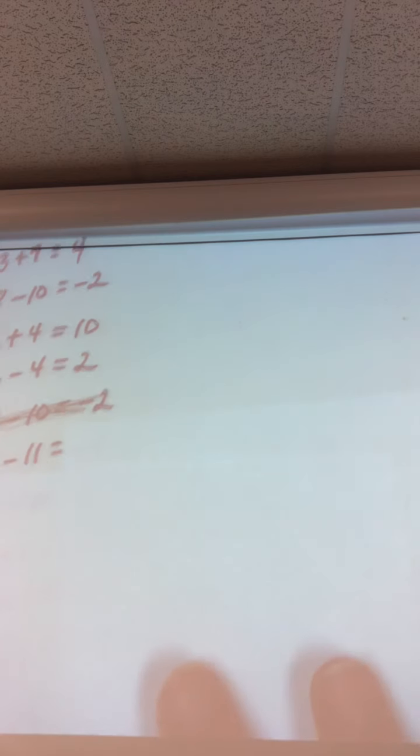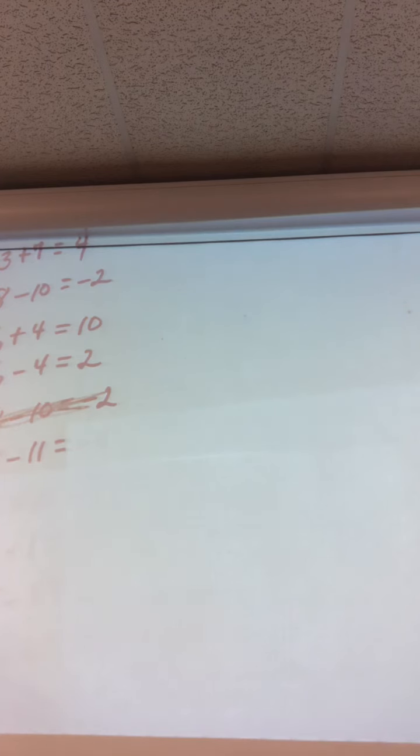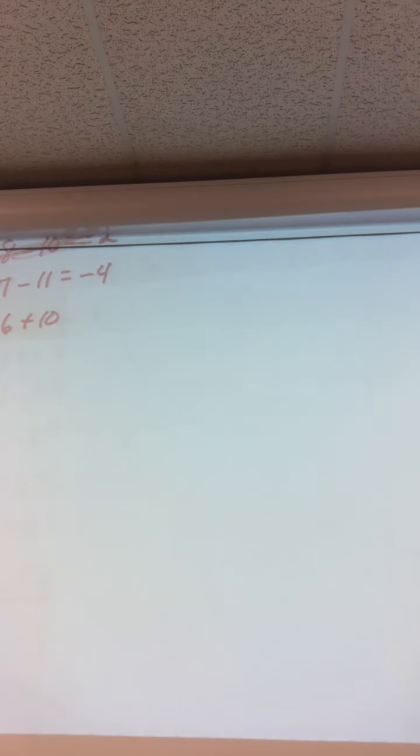All right, so let's do this one. 7 minus 11. If you win 7, but then you lose 11, are you up or are you down? You're down because you lost more than you won. You're down by 4. If you lose 6, but then you win 10 back, are you up or down? You're up because you won more, so you're up 4. If you lose 3, but then you win 1 back, you're down 2.